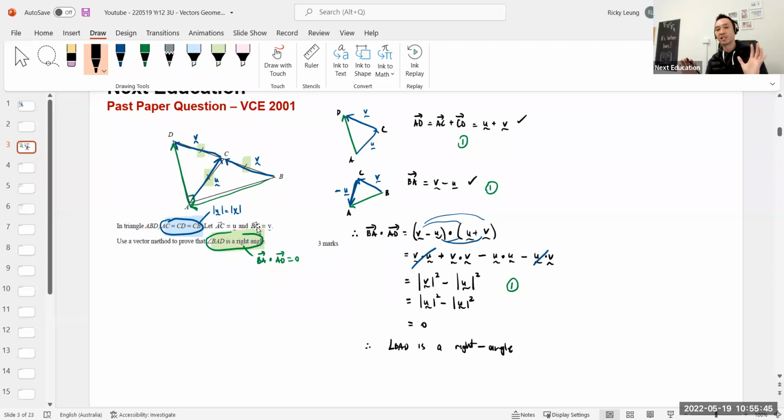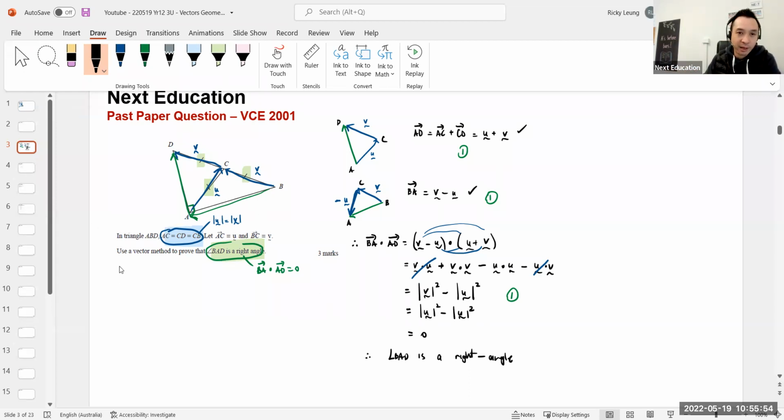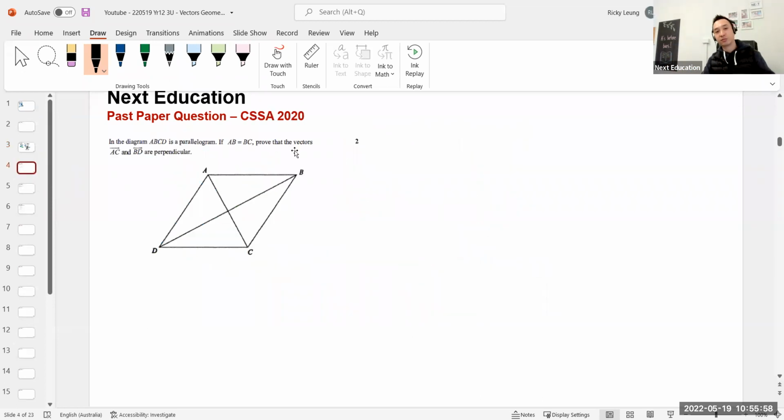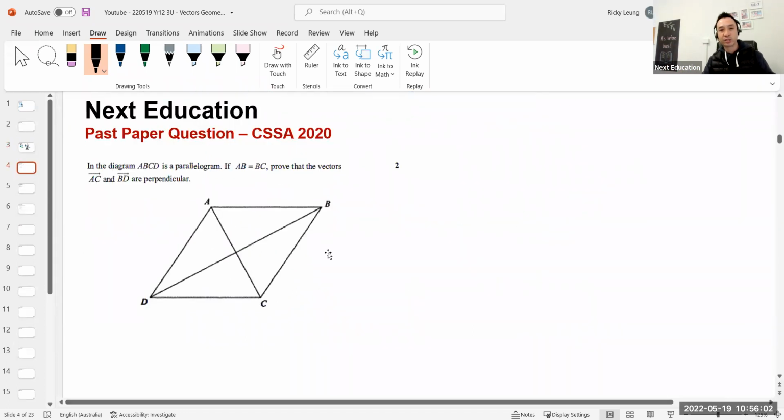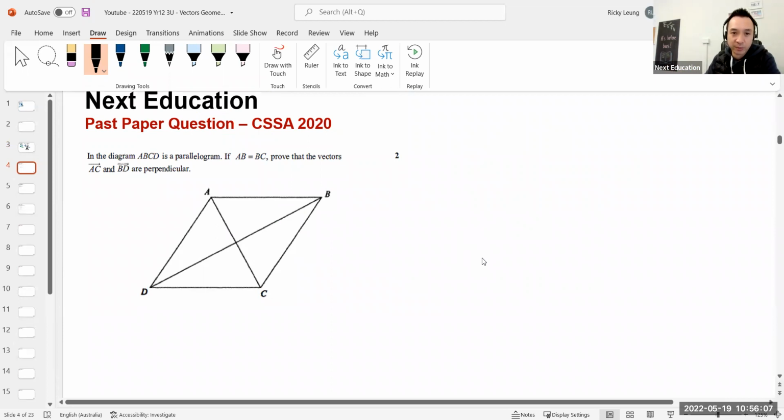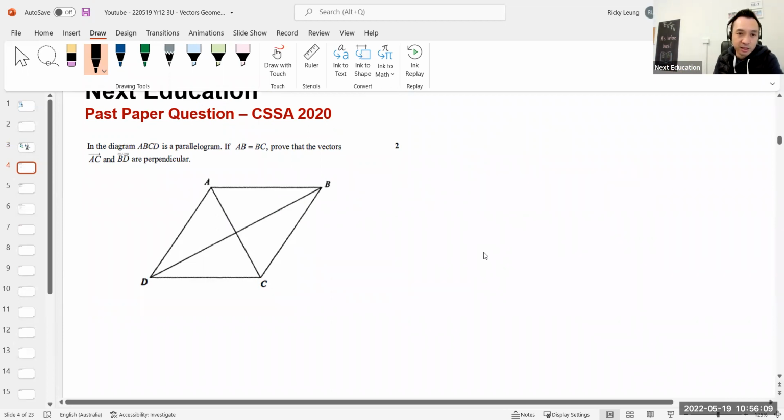Questions like this have been sort of replicated over time, and you'll see more and more of the Victorian questions being replicated in the New South Wales one. So yeah, let's do a few. I think the next one is from the New South Wales syllabus. From the Catholic school papers, we have a question from 2020 that looks like this: 2 marks.